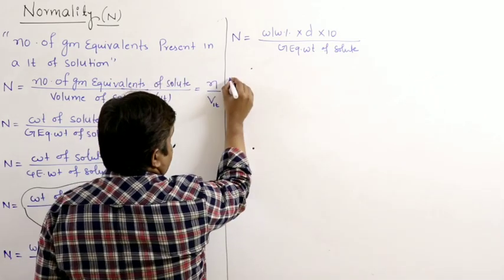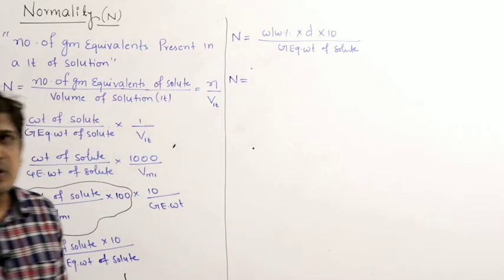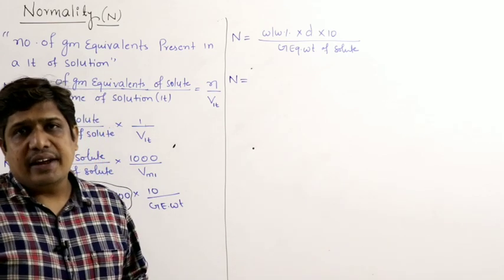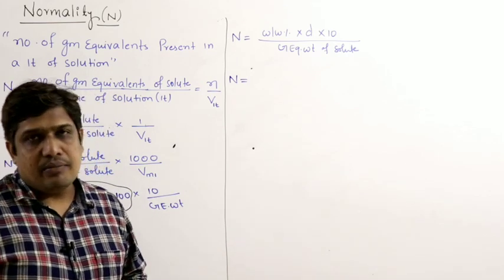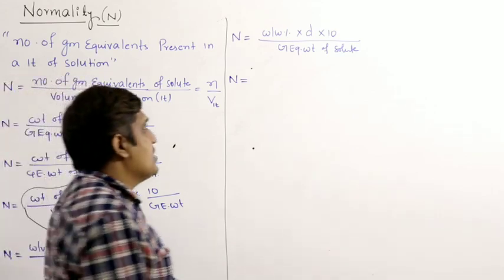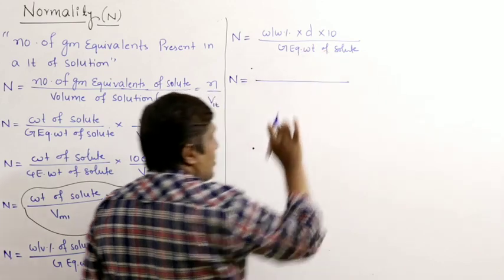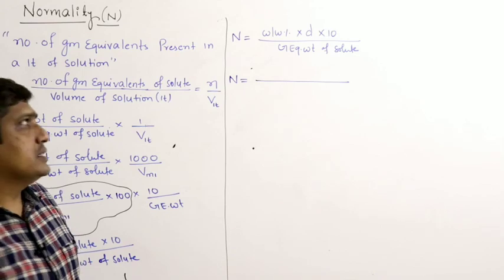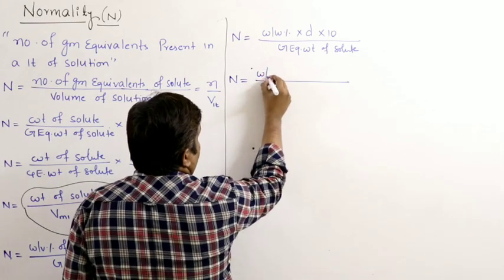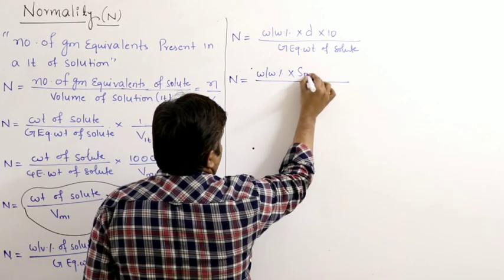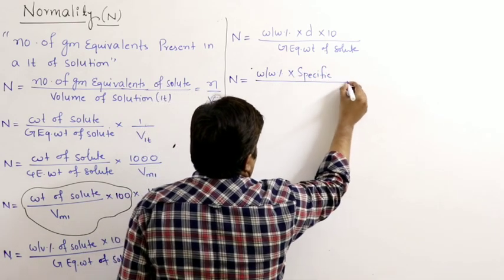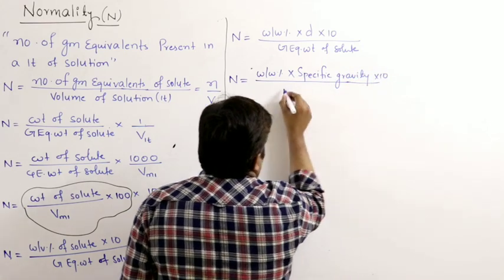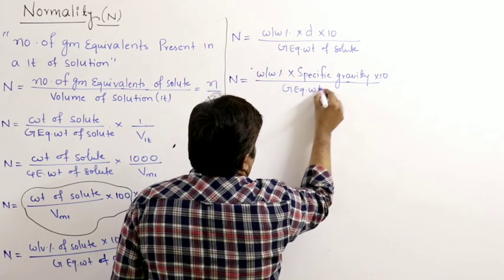Now in terms of specific gravity. Specific gravity of a solution is nothing but the ratio of density of solution to that of density of water. We take density of water equal to 1 gram per ml. Therefore specific gravity is nothing but density of solution. The difference is density of solution has units, specific gravity has no units because it is a relative density. So, substituting here: normality equals weight by weight percentage into specific gravity of solution into 10 by gram equivalent weight of solute.